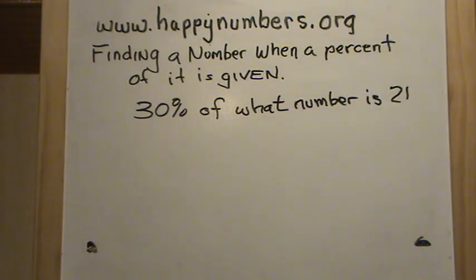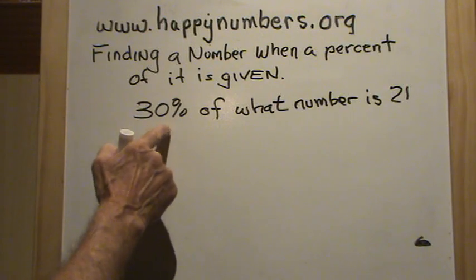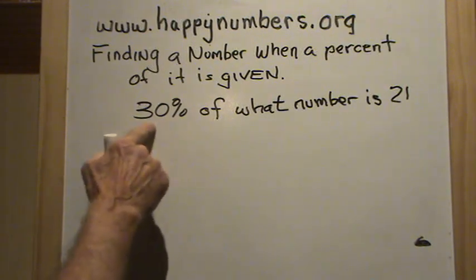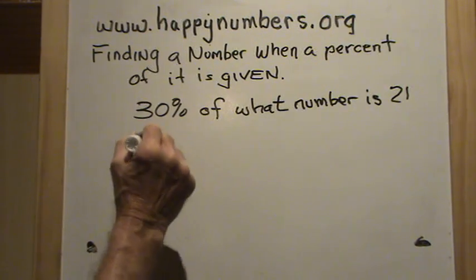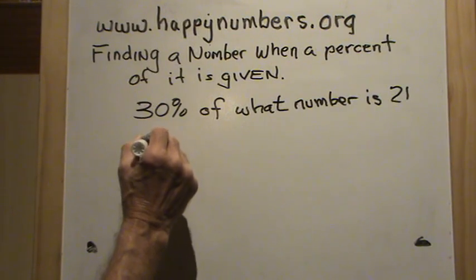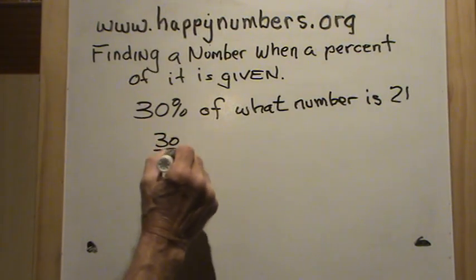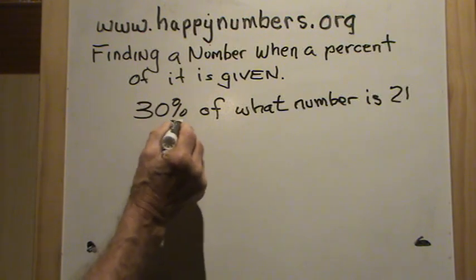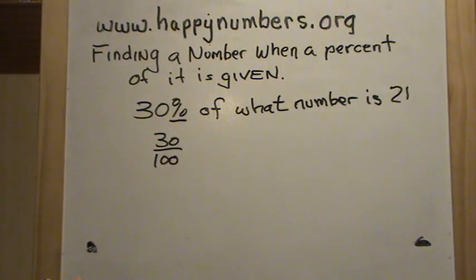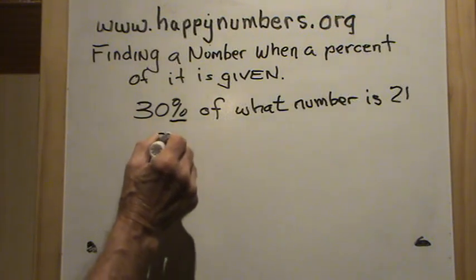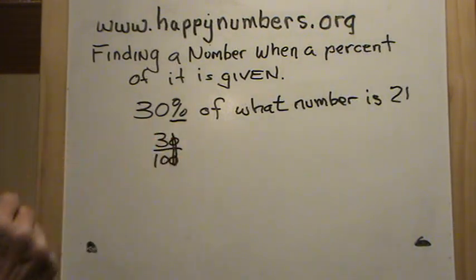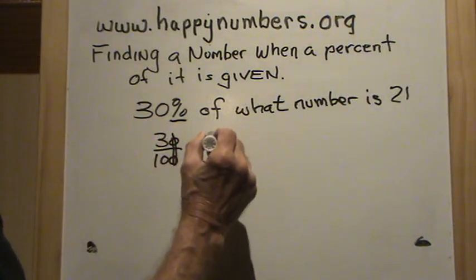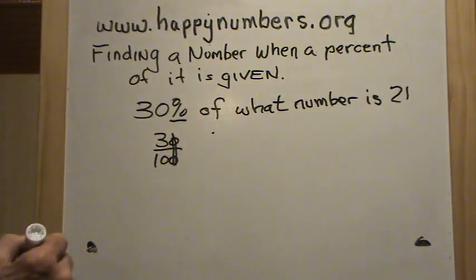Fairly simple. We change the percent to a fraction. So we know that 30% is 30 over 100 because we know that the percent sign means denominator 100. And then we can reduce this. So we can cross this out. So we've changed it to the fraction 3/10.